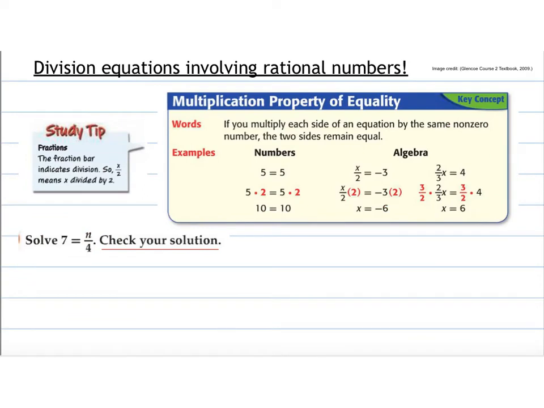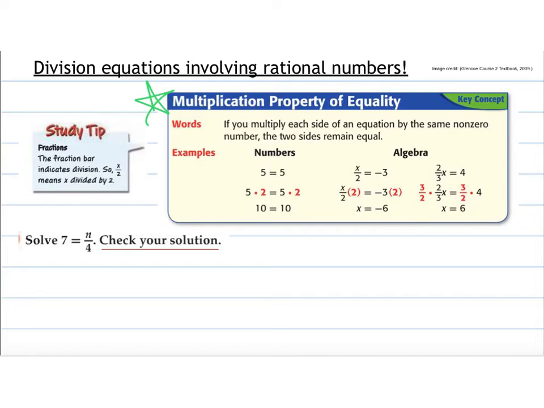Okay. So now, division equations involving rational numbers. So we need to write this part down here, the multiplication property of equality. It says that if you multiply each side of an equation by the same non-zero number, the two sides remain the same, or they are equal. So if you have 5 equals 5, if you multiply both sides by 2, they are still equal to each other. If you have x over 2 and you multiply both sides by 2, they are still equal. If you have 2/3 x and you multiply each side by 3/2, they're still equal.